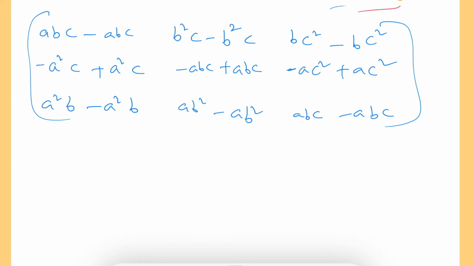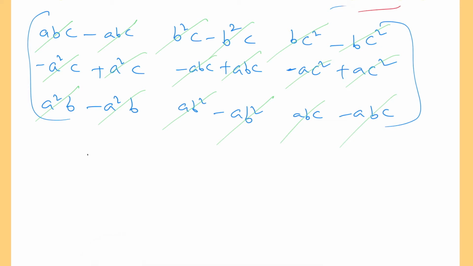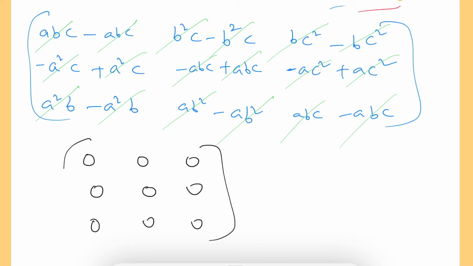Okay, still let us simplify further. Plus ABC minus ABC cancel, plus B square C minus B square C cancel, plus BC square minus BC square cancel, minus A square C plus A square C cancel, minus ABC plus ABC, minus AC square plus AC square, A square B, AB square, AB square, ABC, ABC. All will get cancelled. Then we remain with a 3 by 3 matrix of all zeros.